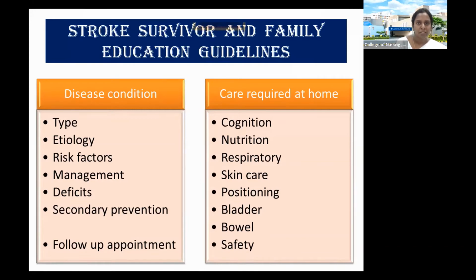How was it managed in the hospital, and what is the further management? Again, we have to concentrate on secondary prevention, which ma'am will do in the following session. Care required at home. We can talk to them about cognitive training. You can tell them to keep the patient oriented always, like they can watch photo albums or watch some programs on the TV. Cognitive stimulation, their friends can come and talk.